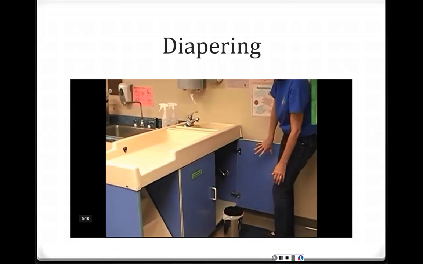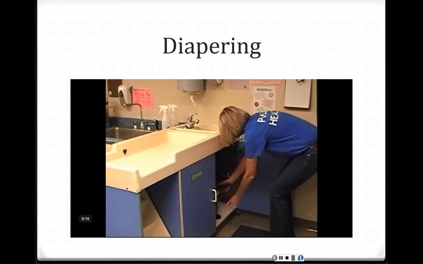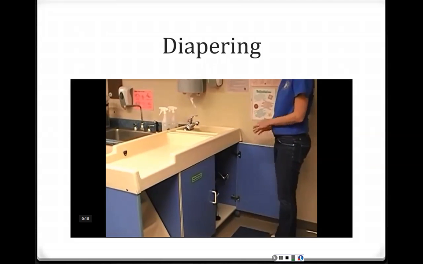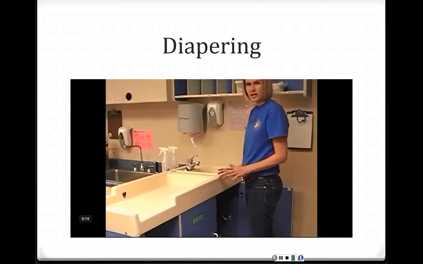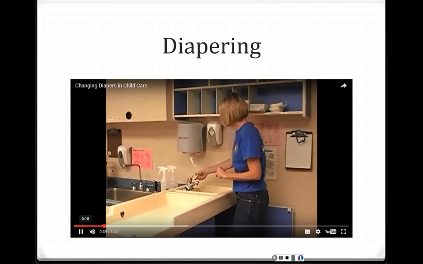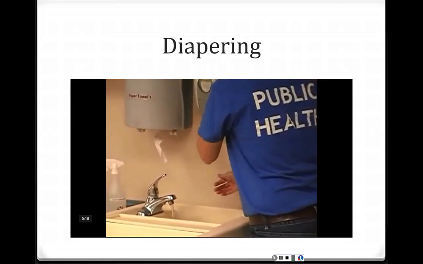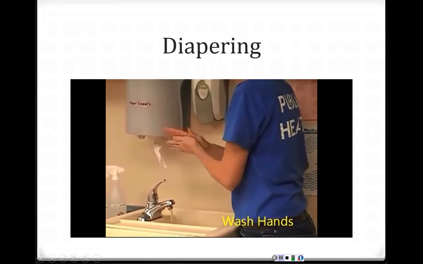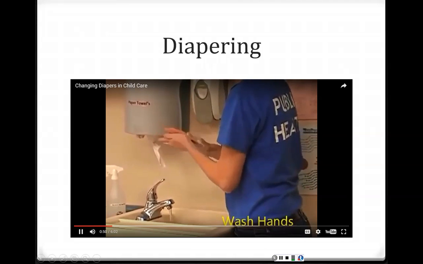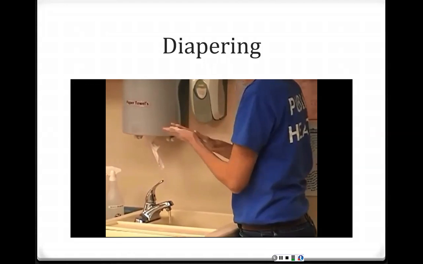If you have a station where you can open the door and leave it open, put it under the sink like that. If not, pull the trash can out and shut the door. Since I've touched the trash can, I need to wash my hands before I begin. So I turn on the water, I wet my hands, I get soap, and I begin to rub. I need to do it for 20 seconds. So you can either count in your head, or you can count out loud to model for the children.